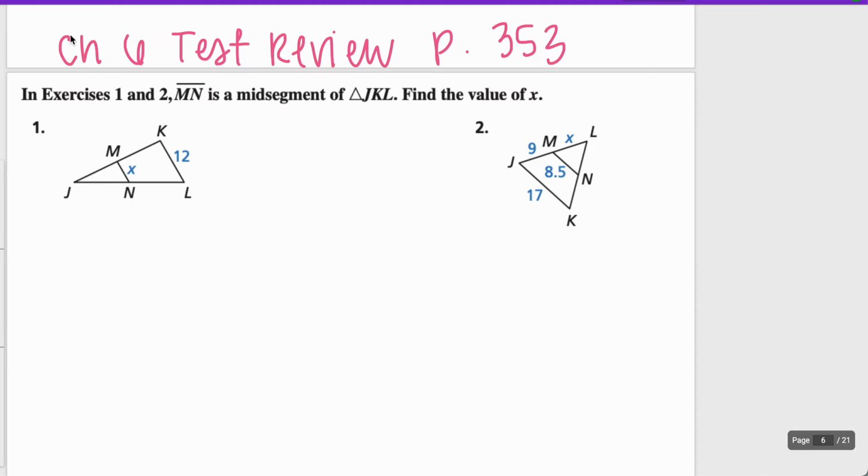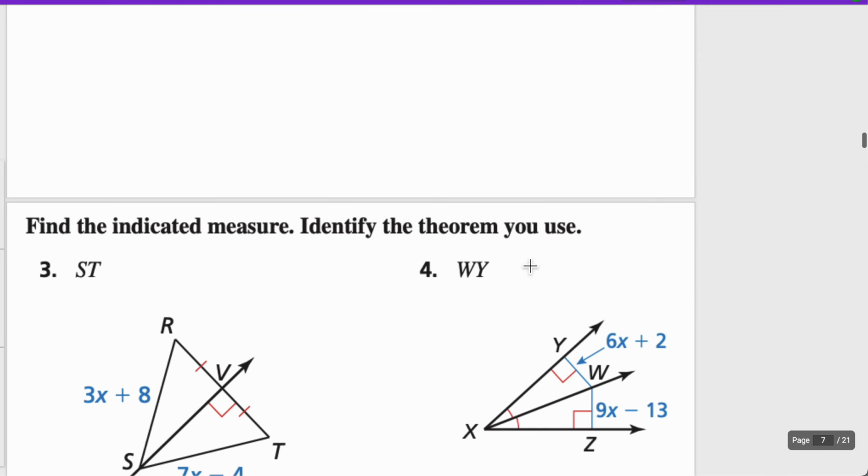So in exercises 1 and 2, MN represents the mid-segment. So what would be the value of x? So we're going to look at the first one. Since MN is a mid-segment, it is half of 12, so x has to be 6. Over here, the mid-segment is MN, but you notice that x is on the other side of that, so that means JM is equal to ML, so x has to be equal to 9.